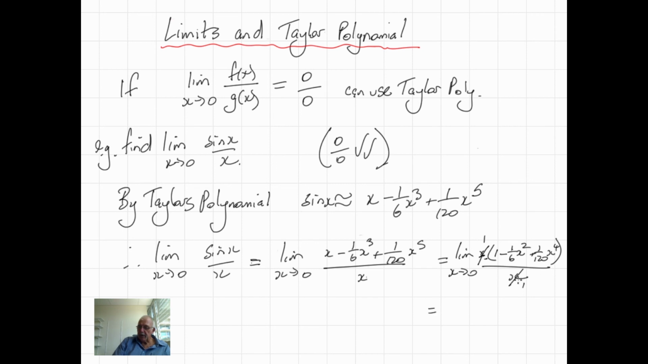So now that we've got no division by 0, we can put x equals 0, so we don't write limit now that we're doing the substitution, and you get 1 minus 0 plus 0, which is equal to 1. So there's one very simple use of using Taylor's polynomial to actually find and evaluate a limit.